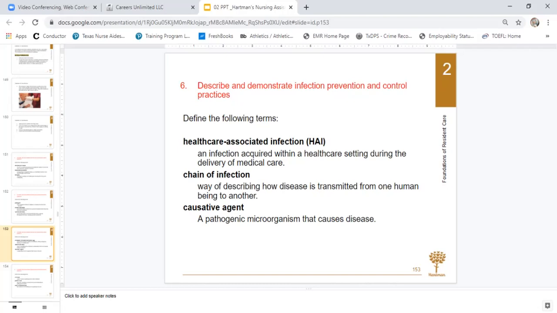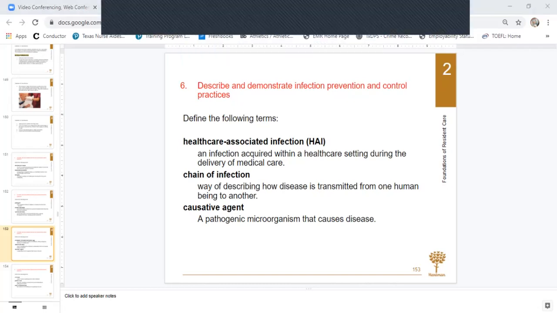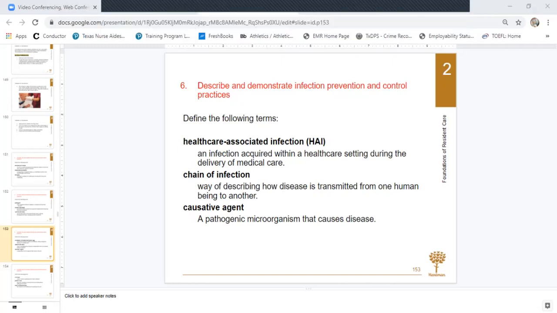Why? Simply because we're not following the practices that we're told to do, like washing your hands, like wearing gloves and so on. So it's really important that we keep these measures always.